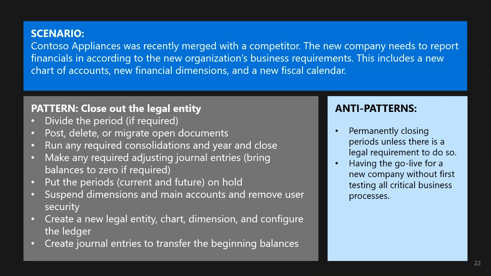Some things to make sure you don't do. Don't permanently close the periods unless there's a legal requirement to do so, because if you find an error or you need to make adjustments a little bit later on, you might have to go back and make more journal entries and adjustments. And if you've permanently closed it, you can't go back and undo that. And the other thing, and I think this goes without saying, but don't go live with a new company without first testing all of your critical business processes, right? You should go through a full UAT process with that new legal entity.